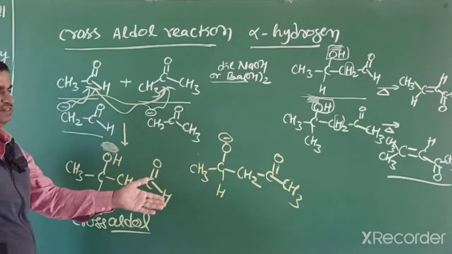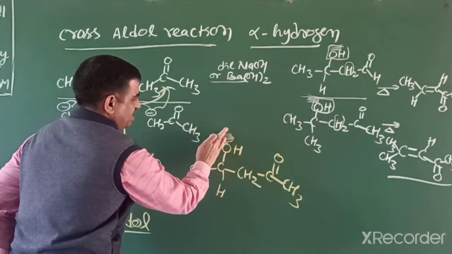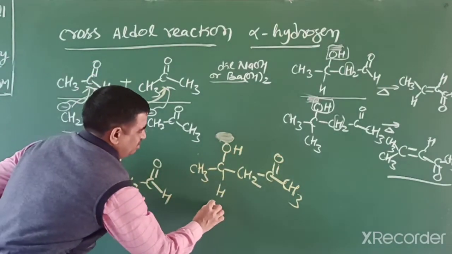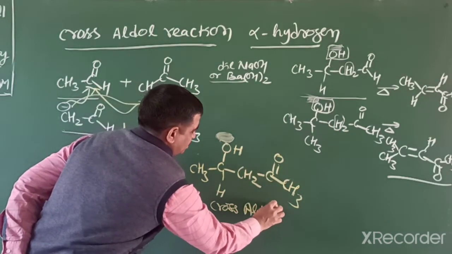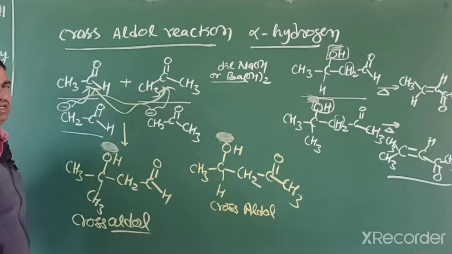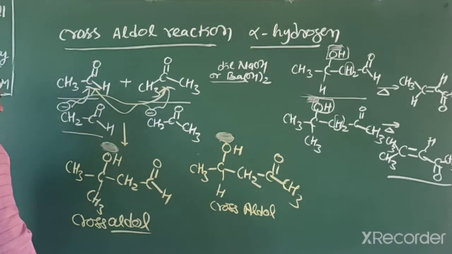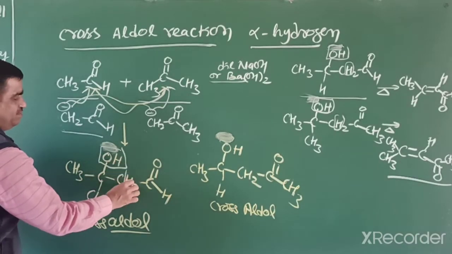And next step, first step, abstract proton. So this negative ion removes out. So this is also a cross aldol product. Further, when we heat the substance, then what happens? Condensation. We get the condensation product, which means a water molecule is removed.